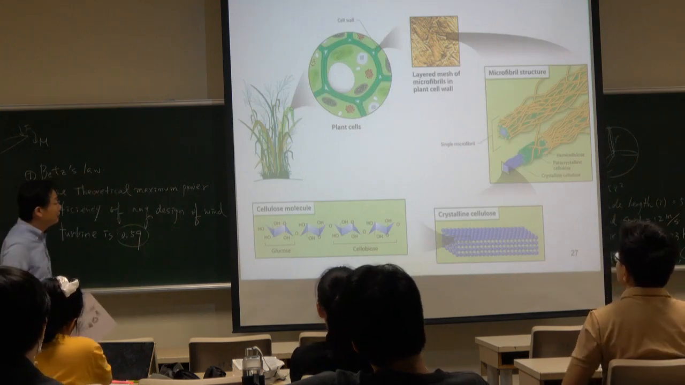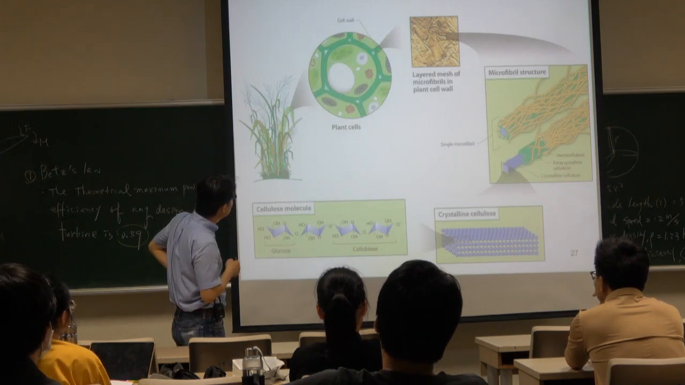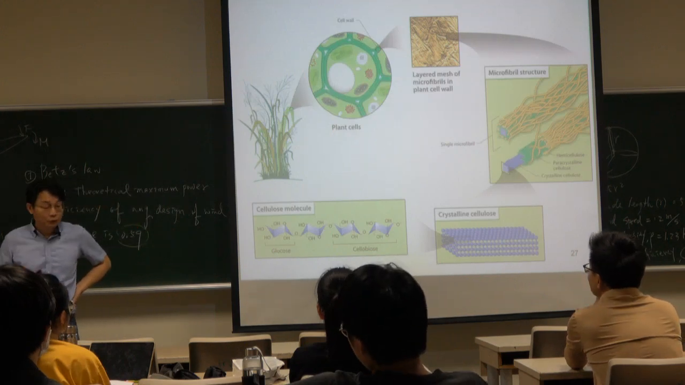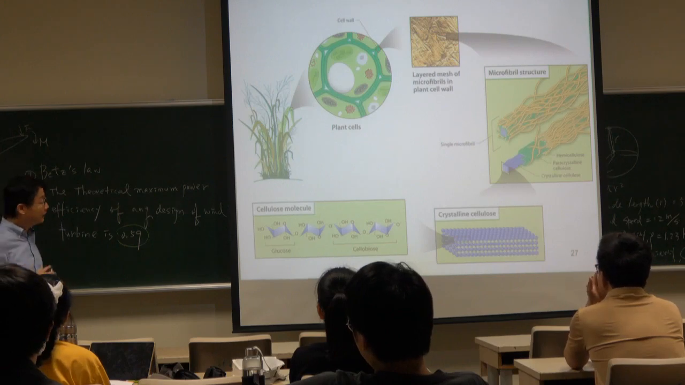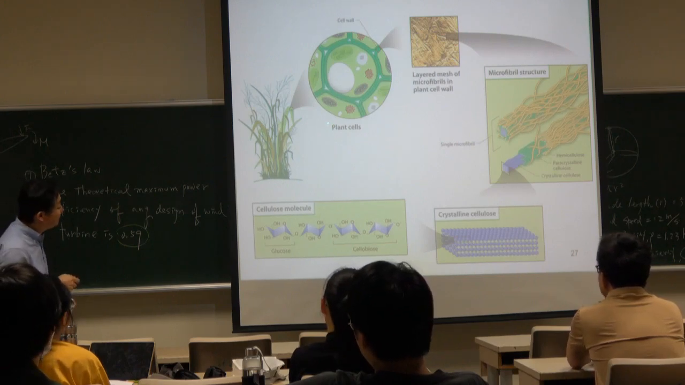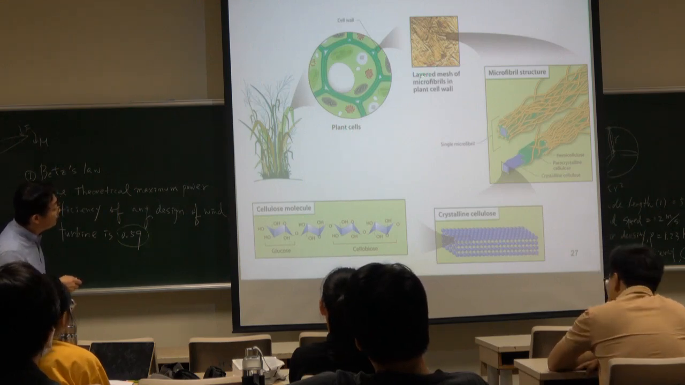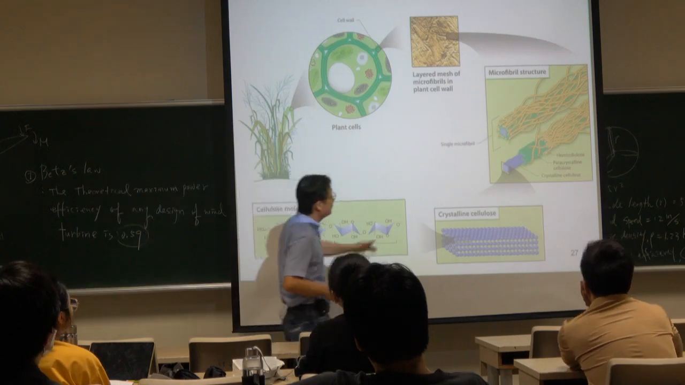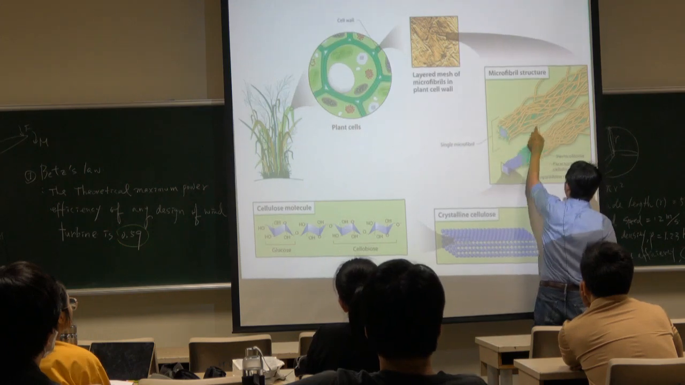So the major composition right now, you can see, for example, this is from corn. Okay, from corn. Also, for example, rice. Okay, rice. And you can see this plant cell. Okay, there's a plant cell. Here is a microstructure. You can see the layered mesh of the microfibers in the plant cell. Okay. As you can see right here, for a single microfiber, you can see there's a small fiber and a huge fiber, right?